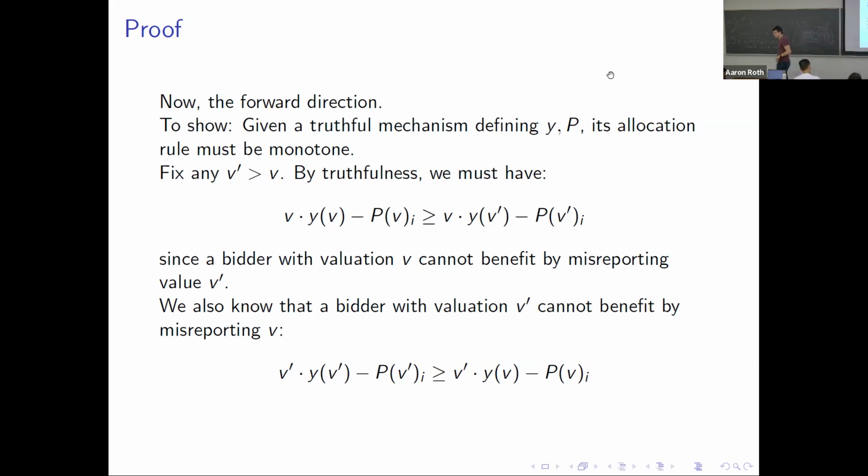Okay, so we're basically done. But let me pause here, because even though these inequalities are both just reading off an implication of dominant strategy incentive compatibility, this is possibly a slightly subtle step where we're saying, look, dominant strategy truthfulness means you're better off telling the truth whether your value is v and you're considering misreporting v prime, or whether your value is v prime and you're considering misreporting v. Is that clear?